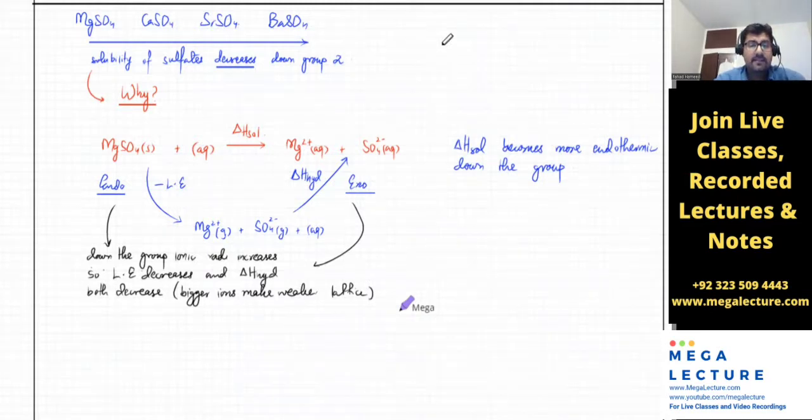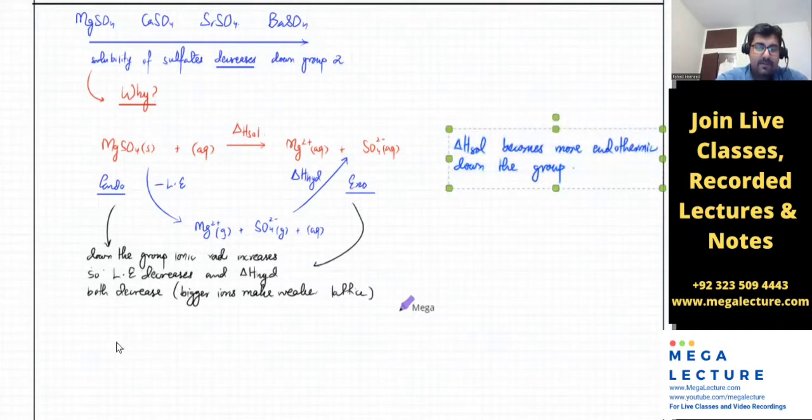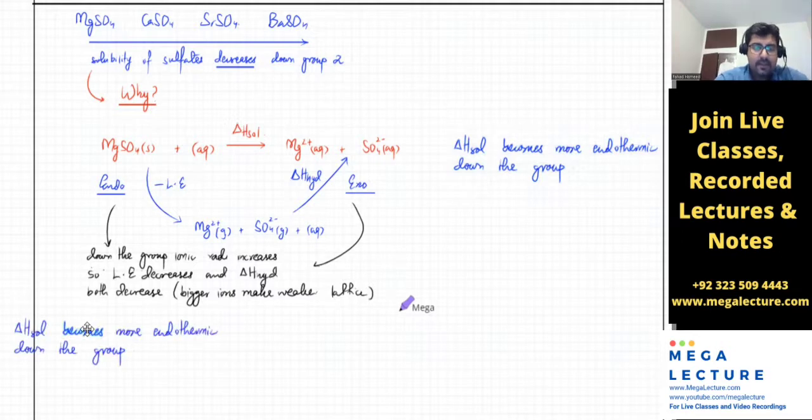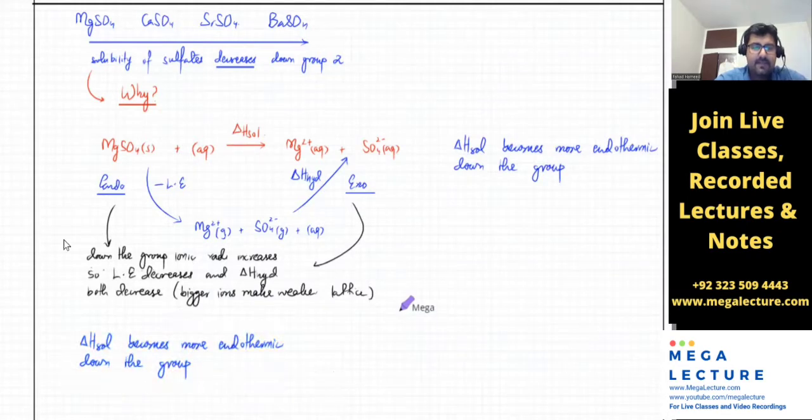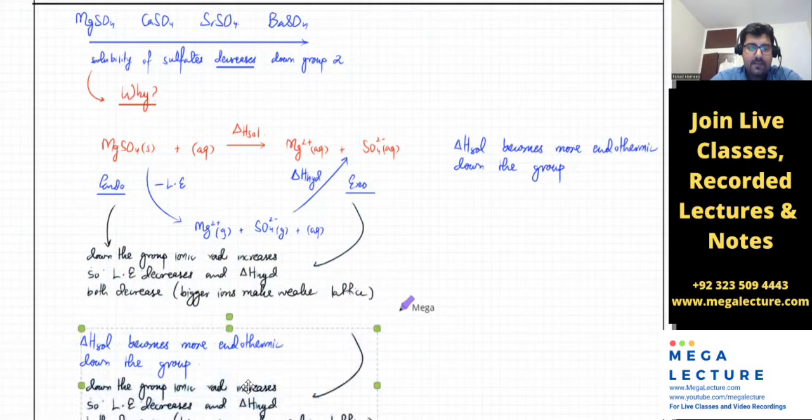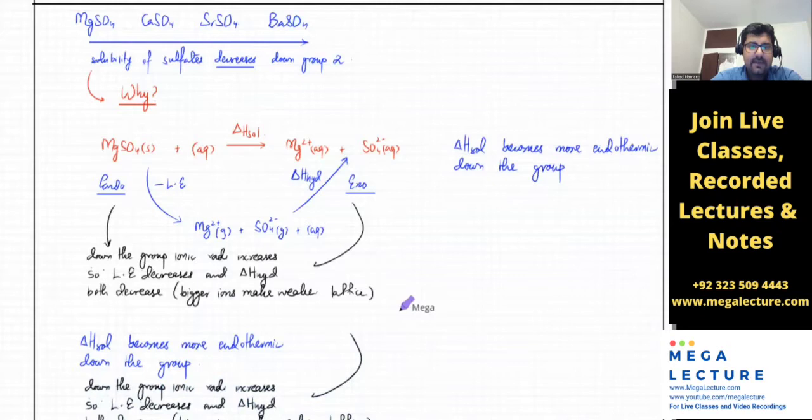So now I'm going to write the answer. Why does the solubility of sulfate decrease down group 2? So the first statement is this one: enthalpy of solution becomes more endothermic down the group. That's the first statement. The second statement is this one, that down the group, so that's the exact second statement.